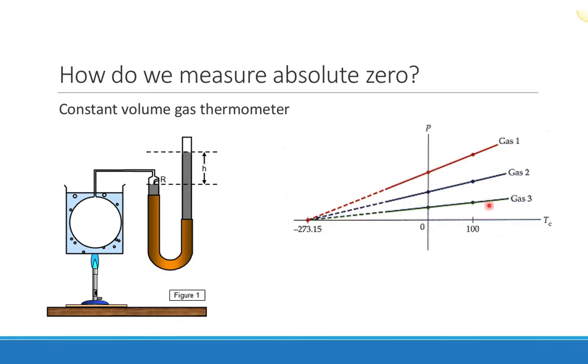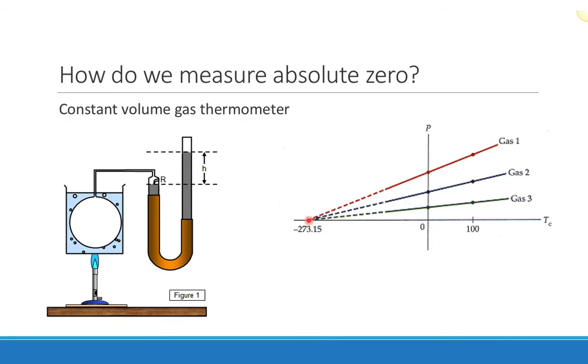These have different slopes, but as we cool the gases down, we can only cool them to a certain amount. But then we can extrapolate, which means we would take the line that we have for gas 1 and continue it down to see where it hits. I would do the same thing for gas 2 and gas 3, and what I find is that all of those lines hit a certain point here, which is where the pressure of that gas would be 0.